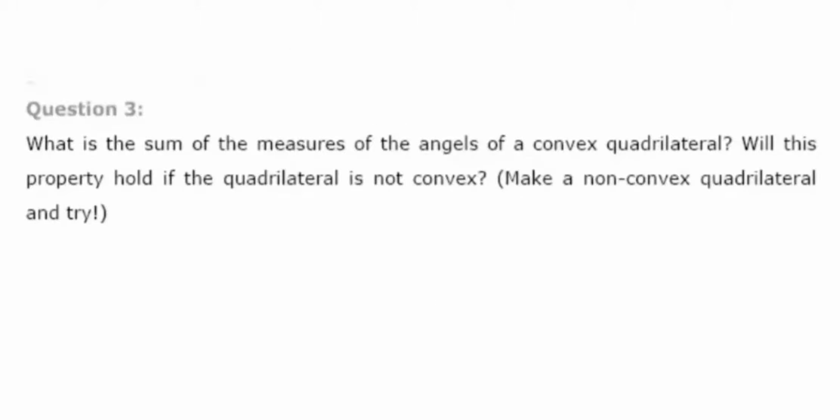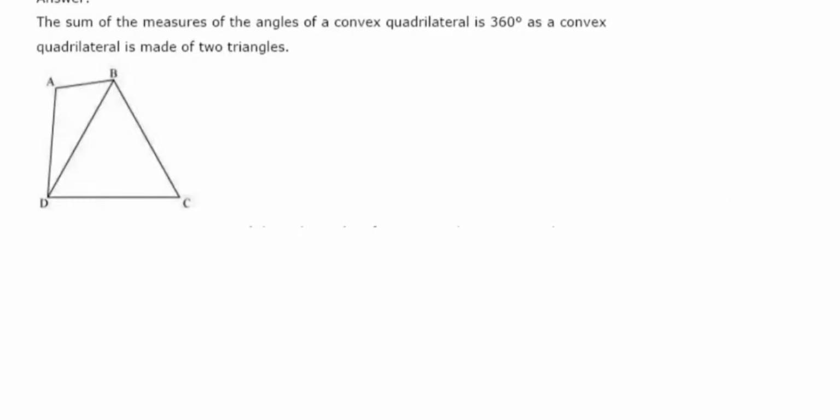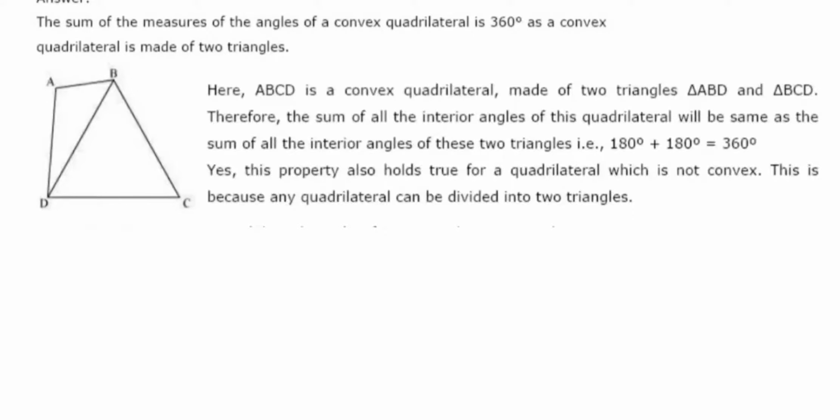Next is, what is the sum of the measures of the angles of a convex quadrilateral? Will this property hold if the quadrilateral is not convex, meaning concave? Here ABCD is a convex quadrilateral. This quadrilateral is divided into two triangles, and the sum of the two triangle angle sums is 180 plus 180, which is 360 degrees. So the angle sum of this convex quadrilateral is 360 degrees.